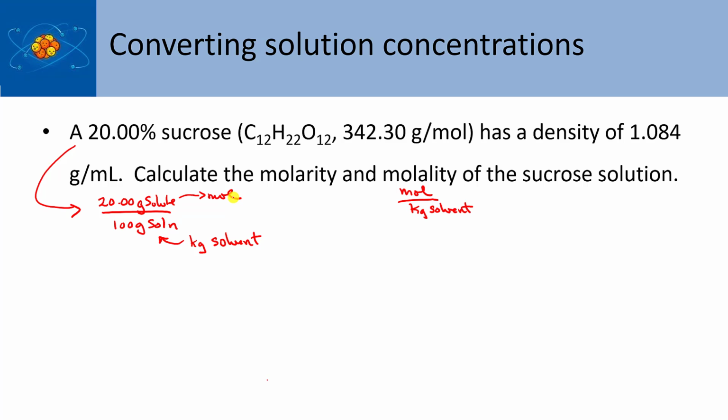So what we'll do is take this out in two steps. I'm going to calculate the moles of the solute, that is 20.00 grams times 1 mole of solute for every 342.30 grams. So that's the first part of the problem. Now the second part of the problem is dealing with the 100 grams of solution.